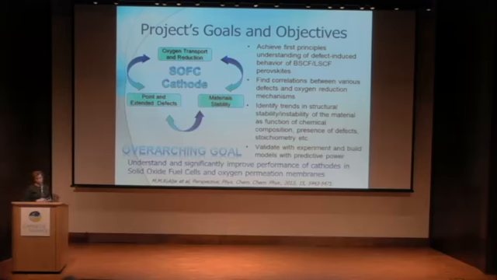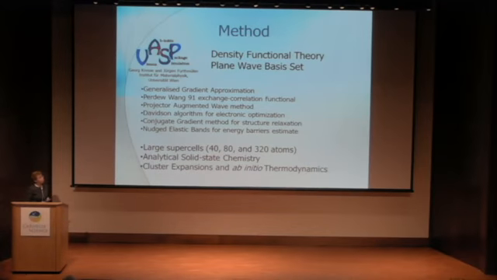So our specific objectives were to achieve first principle understanding of defect-induced behavior of BSCF material and series of relevant materials, LSCFs, then find correlations between various defects and oxygen reduction mechanisms, and identify trends in structural stability or instability of the material as function of chemical composition, presence of defects, stoichiometry, interactions of these defects, and so forth. And of course, we always want to validate the experiments and build models with predictive power. So all the results I will be talking about are obtained theoretically, but we will work with experimentalists very closely to validate whatever conclusions, smart or stupid, we make.